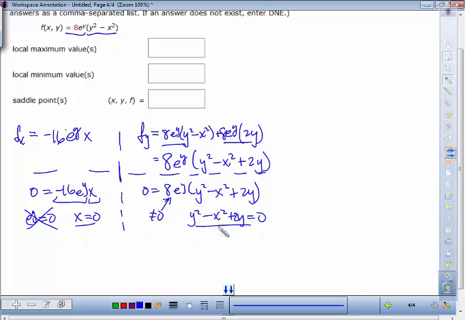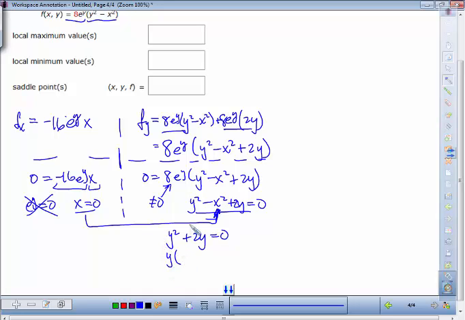Now I have these two things that are happening at the same time. I want these two equations to be happening at the same time. So it looks like I can just say x is equal to 0 all the time, and in fact I can put that into the second equation. So I have y squared minus 0 plus 2y is equal to 0, and then now I'm left with a y.